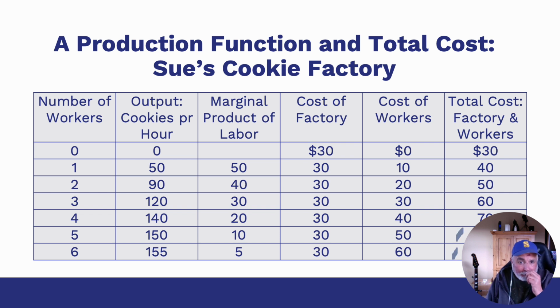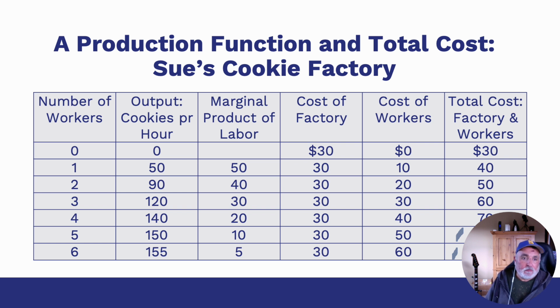Okay, so what we have here is on day 0, we have 0 output. There's no marginal product of labor, no worker made anything. The fixed cost is $30. The cost of the workers is 0 because there are none. The total cost to the factory is $30, which is just fixed cost.